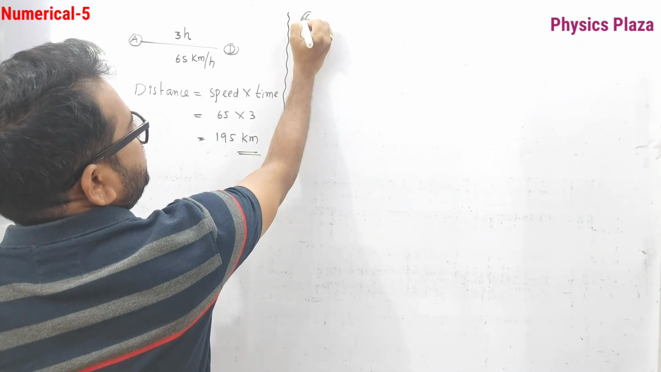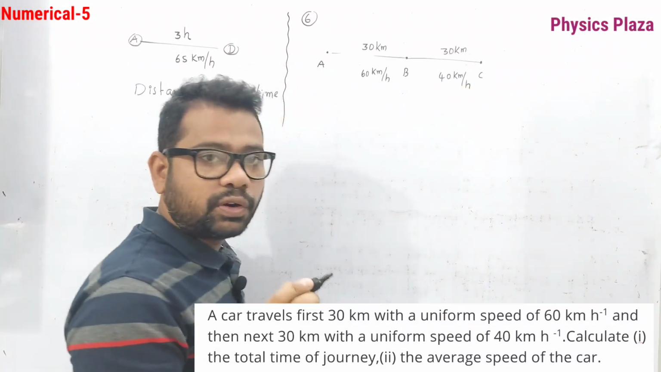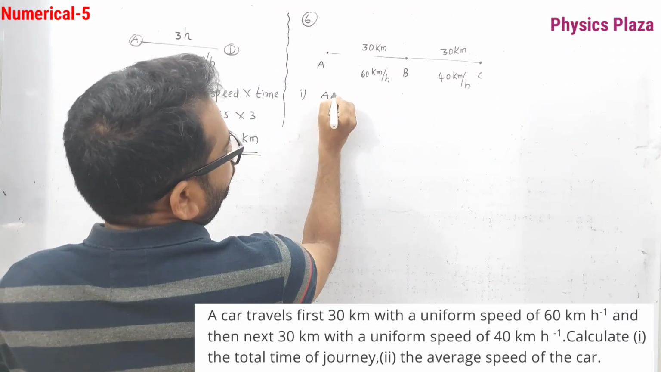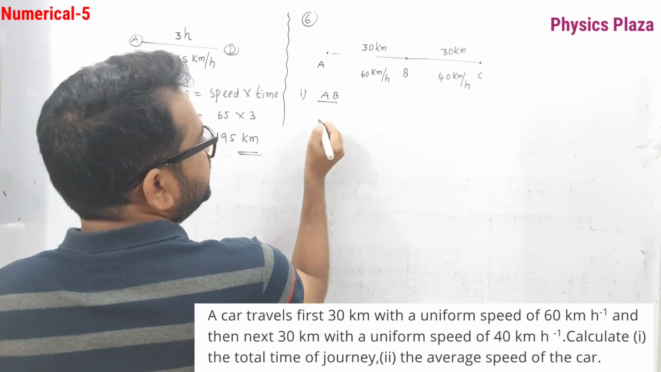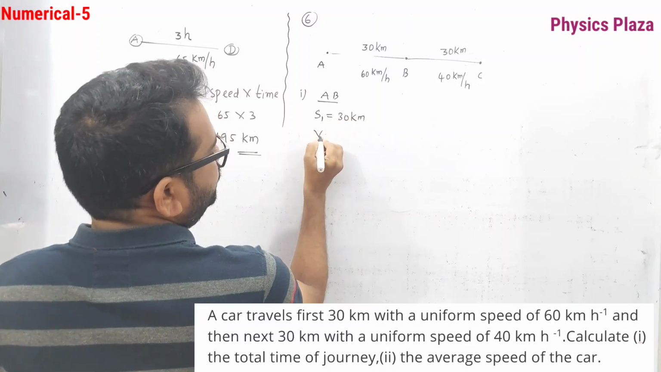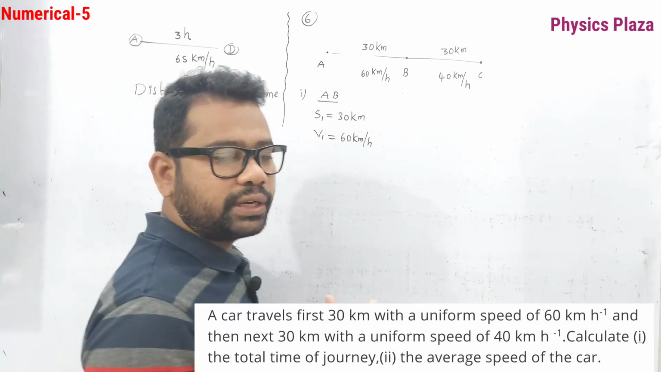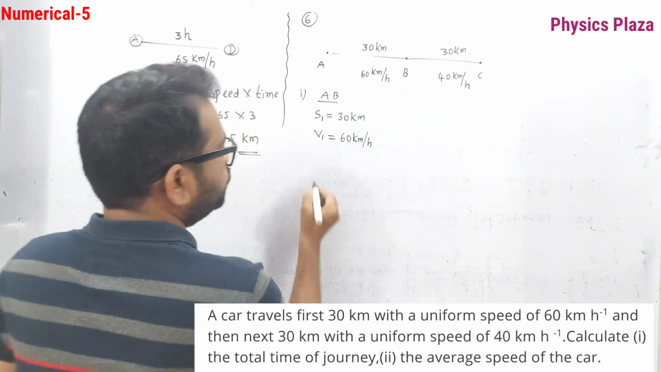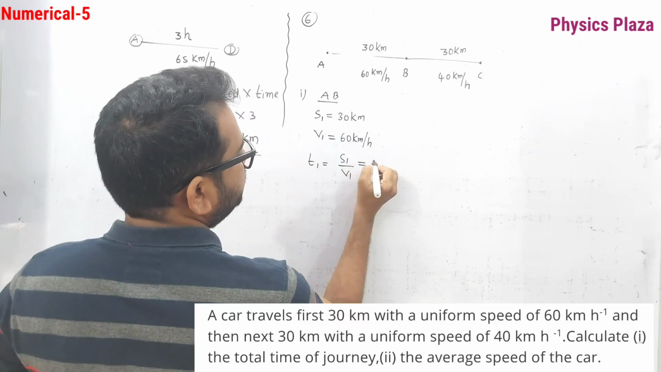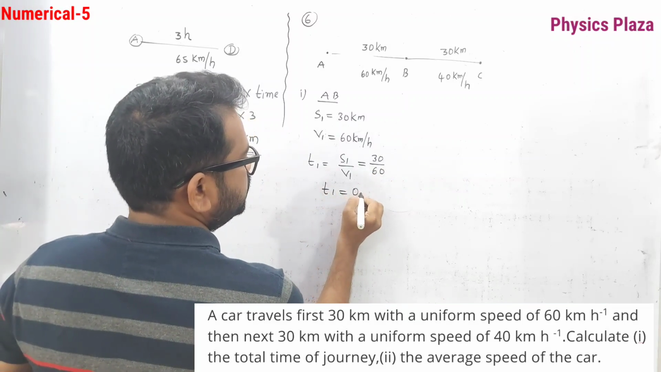So children, let us see what is given in the sixth question. It is given that this is 40 kilometer per hour. If you can see in case 1, A to B, let us divide into 2 equal parts. A to B, the first distance is 30 kilometer, and the speed is 60 kilometer per hour. Let us calculate the time, children. We know speed is equal to distance by time, so time can be written as distance by speed. So it is 30 by 60. T1 is equal to 0.5.